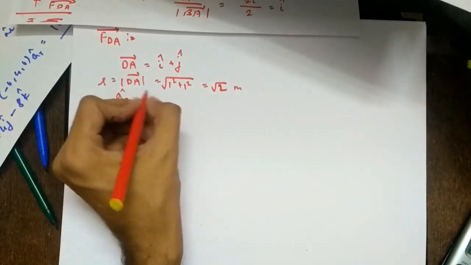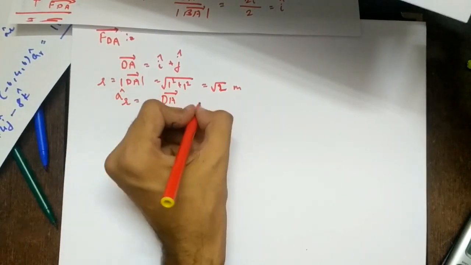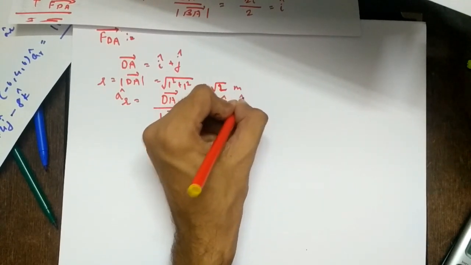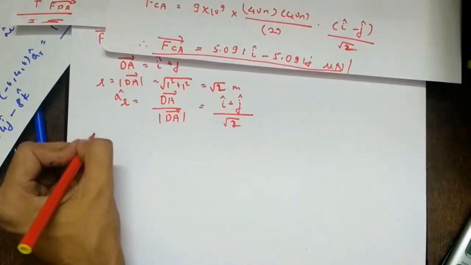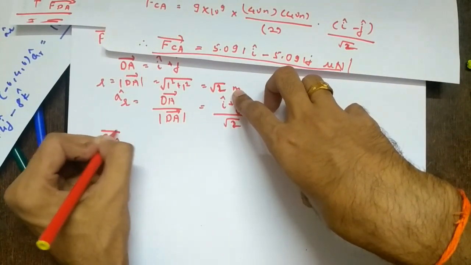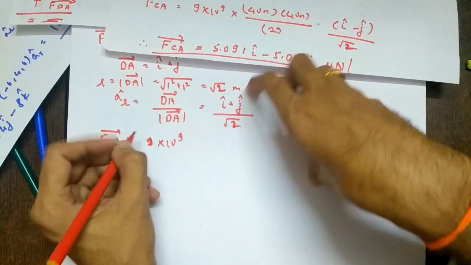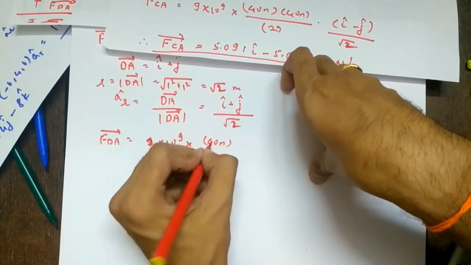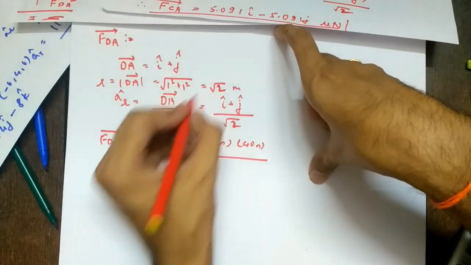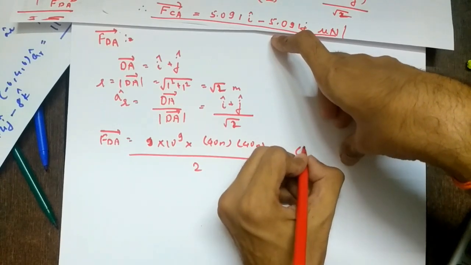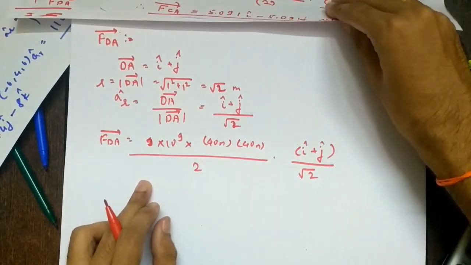And AR cap will be what? DA vector upon magnitude of DA vector. So I cap plus J cap upon root 2. So what will be FDA vector? 9 into 10 raised to 9 into 40 nano into 40 nano upon R square. R square is 2, into I cap plus J cap upon root 2. I think it is the same value as this.